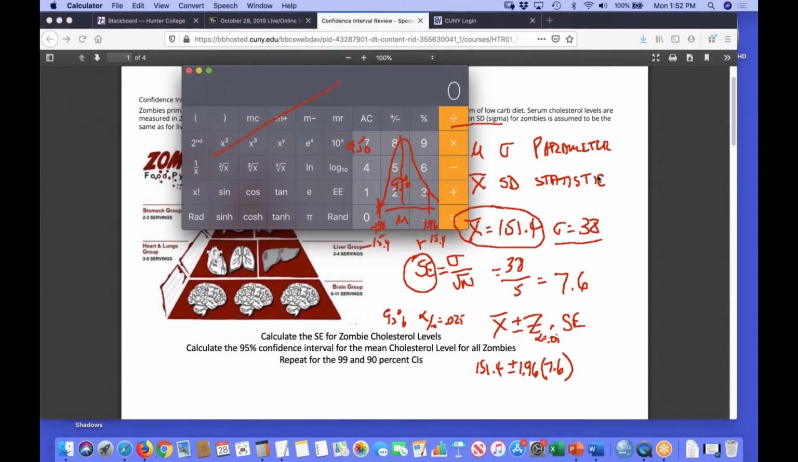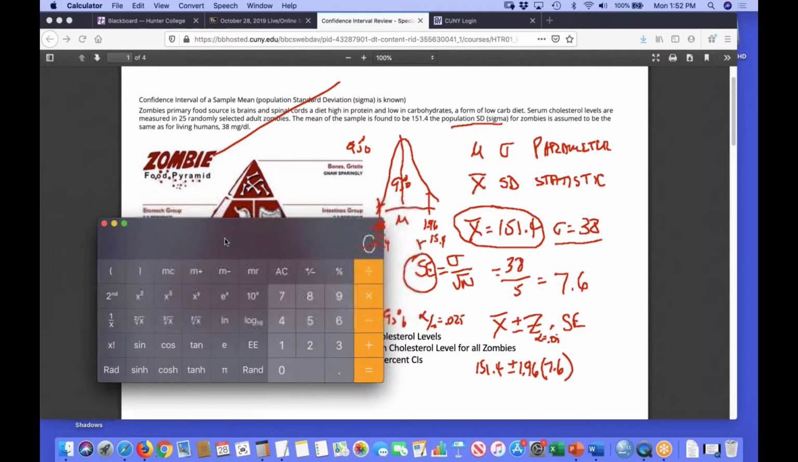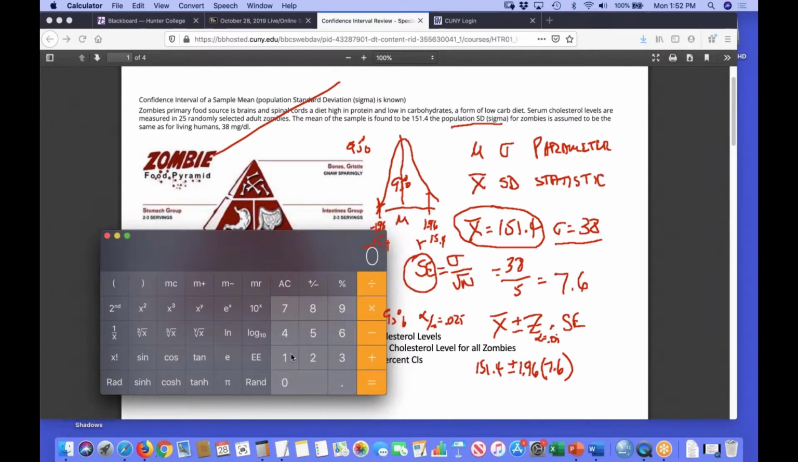And I'll move it over. Whoops. Let me get the pointer. Move it over here, and let's see.